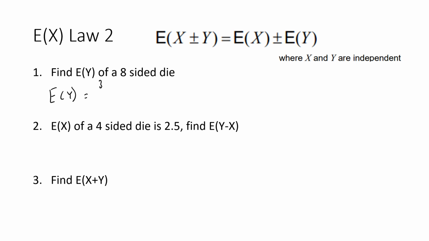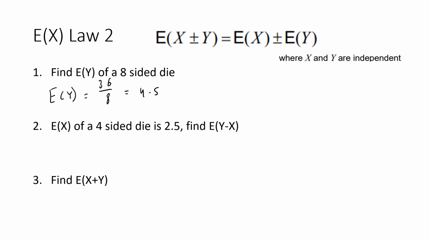And we divide this by 8, and that gives us 4.5, which is the expected value of y, the 8-sided dice. Now, question 2 is the expected value of x of a four-sided dice is 2.5. Find E of y minus x. So let's do that now. Now we can see here, if it's E of x minus y, we can change that into E of x, well, minus y, but outside of the bracket.